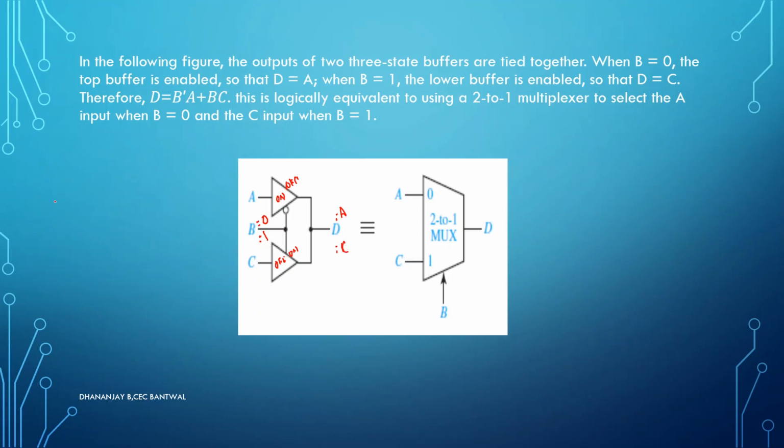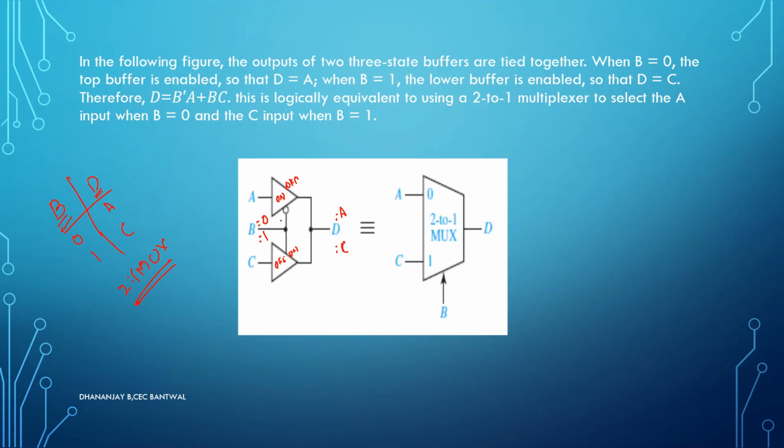Now, concentrate here. B and D. When B is 0, it is A. When it is 1, it is C. Don't you think B acts as a selector input and D is your output? Or don't you think this acts as a 2:1 multiplexer? So this is one of the applications of your tri-state buffer. You can use your tri-state buffer as a multiplexer also. That is what is explained here.